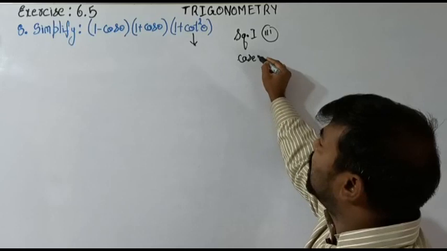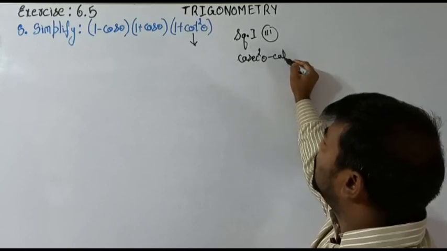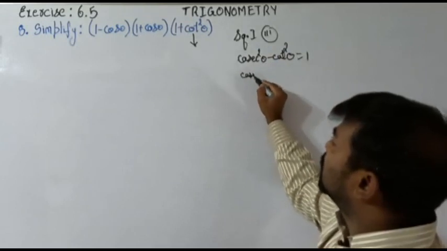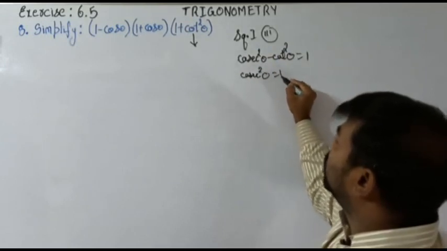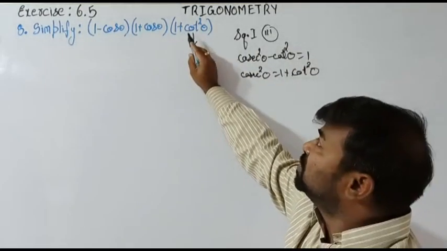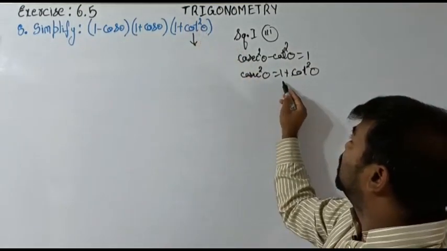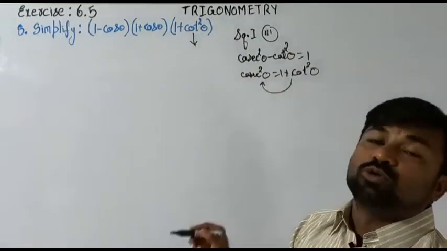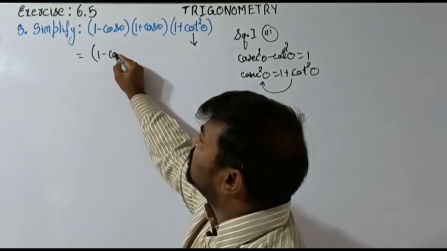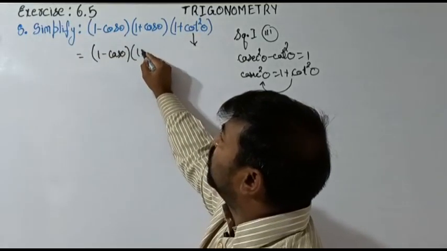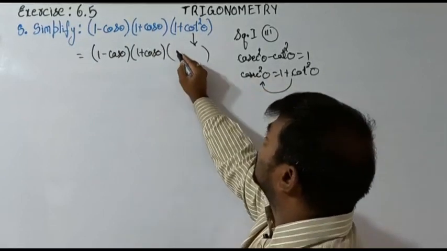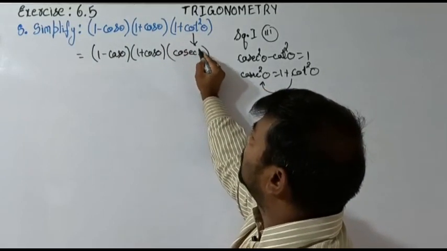Cosecant square theta minus cot square theta is equal to 1, or the corollary of that, cosecant square theta is equal to 1 plus cot square theta. This is what we are supposed to use. Wherever you find 1 plus cot square theta, we keep cosecant square theta. Let's go from here. So it's 1 minus cos theta into 1 plus cos theta into, just now I said, cosecant square theta.